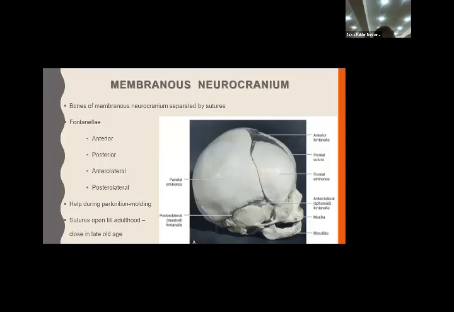Now what happens is that up to 5 years, in the first 2 to 3 years, there is rapid development of the skull. Up to 5 years it continues to develop, and then the increase in size of the skull slows down. It keeps growing up to 18 years, but the growth is very slow.